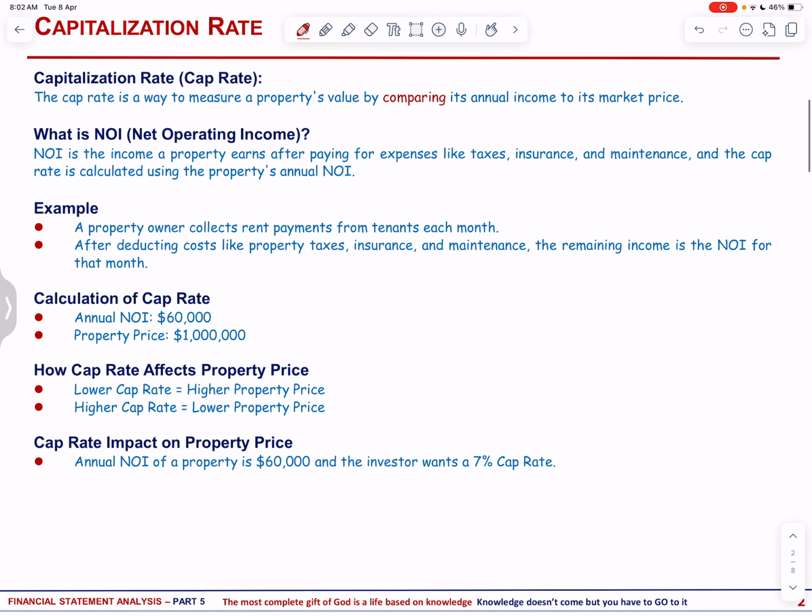Now, one of the most common tools used by real estate investors to determine the price and value of a property is the capitalization rate, or cap rate for short. The cap rate is the relationship between a property's annual net operating income and its market value, or market price as we call it.